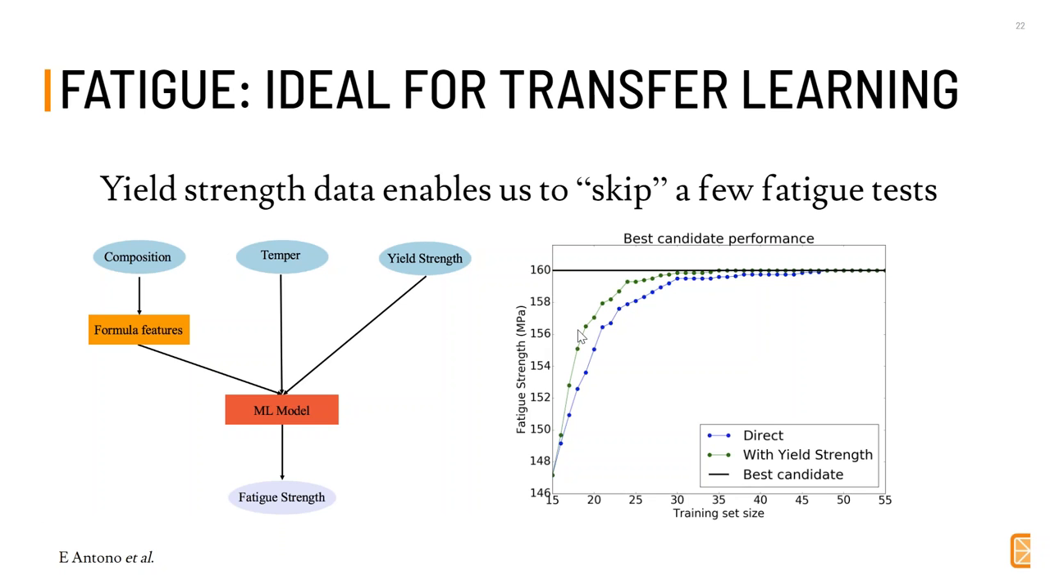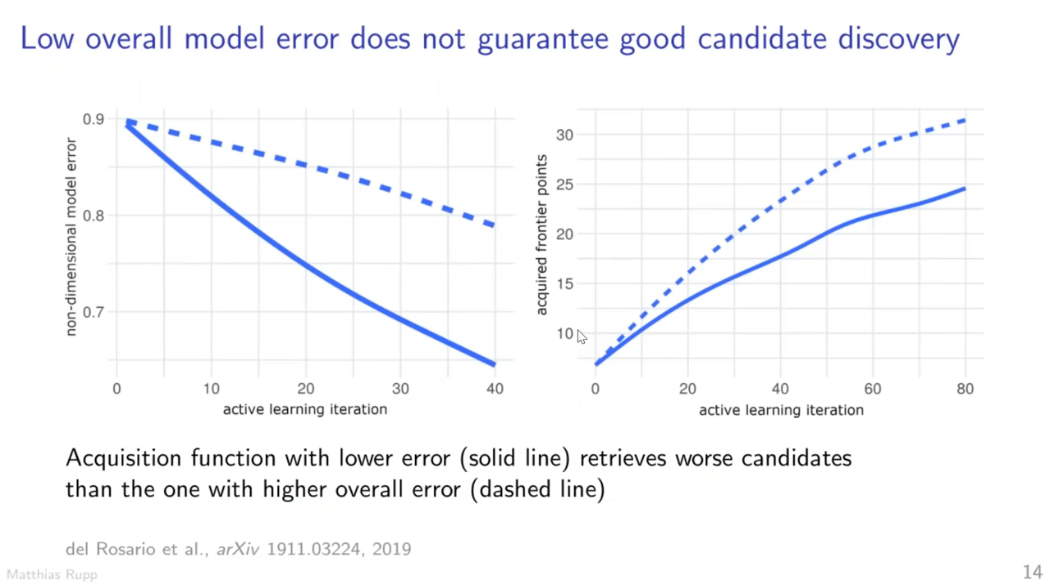So is this because the model is more accurate? Maybe, but not necessarily. This slide I actually stole from Matthias. We're gonna see the slide again in a couple of minutes. But I think it really highlights something significant in the context of active learning. We have two models here. One of them is shown in solid blue, one of them is shown in dotted blue. And we're looking at two different ways that we could ask whether the model is doing well.